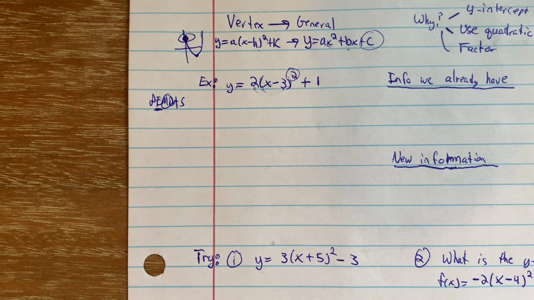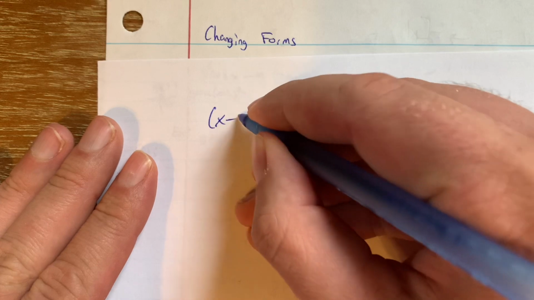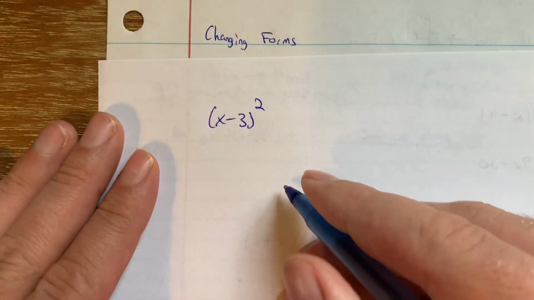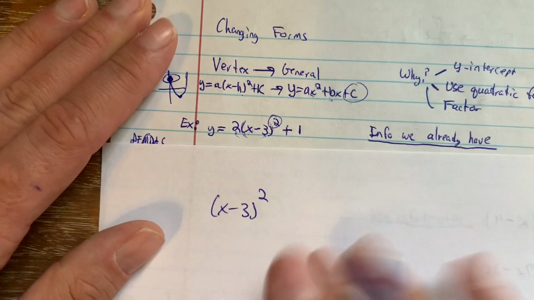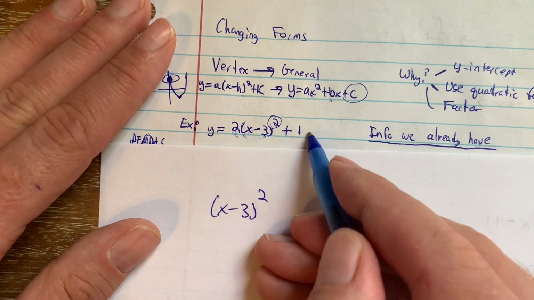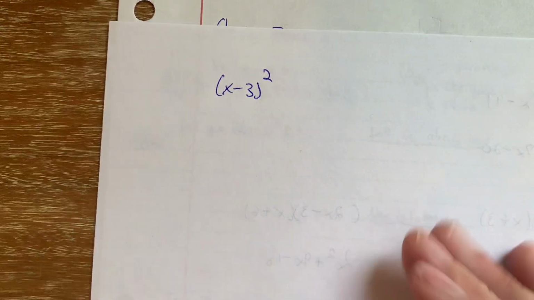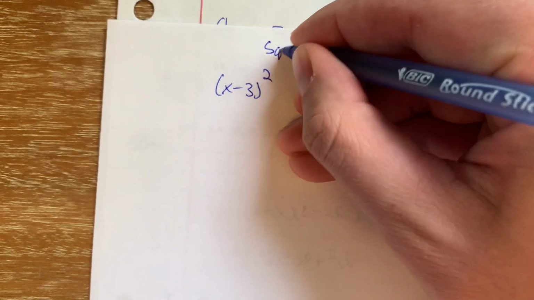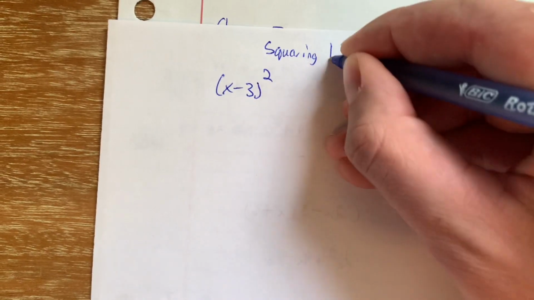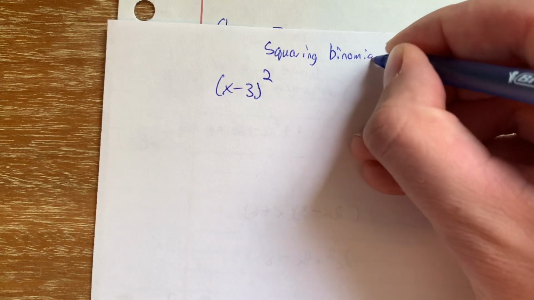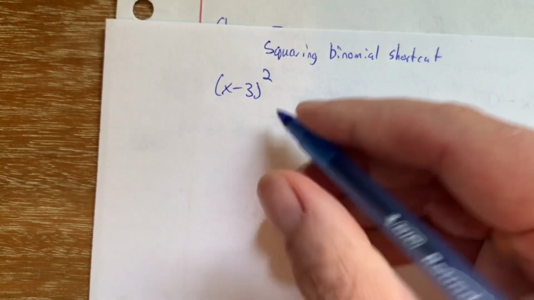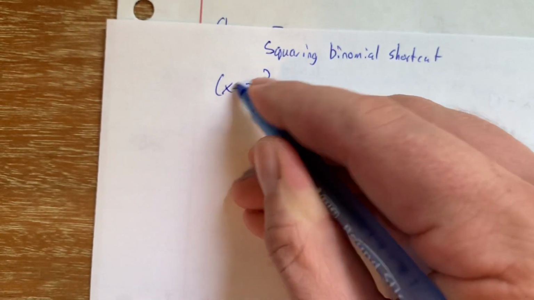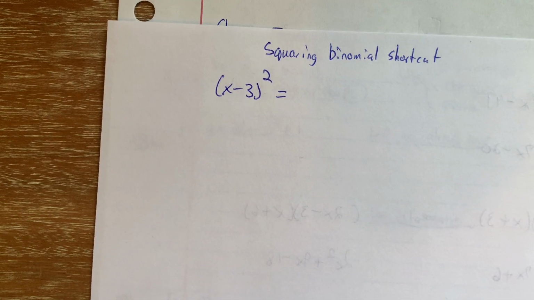So let's talk about how to square a binomial. So if you have x minus 3 squared, we want to evaluate this. We're going to do x minus 3 squared first, then we're going to multiply it by 2, and then we're going to add 1. But let's talk about a shortcut for squaring a binomial. Squaring binomial shortcut. And so x minus 3 squared, squaring does not distribute in a binomial.